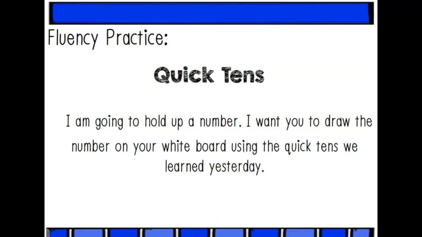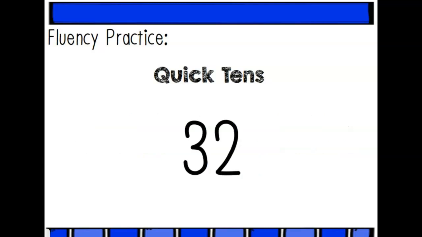Aaron, I'm going to hold up a number. I want you to draw the number on your whiteboard using the quick 10s we learned yesterday. Those are the sticks that you draw up and down, and the ones. All right, so please draw me 32 on your whiteboard. All right, did you have 3 10 sticks and 2 ones? Good job. All right, let's draw 21.